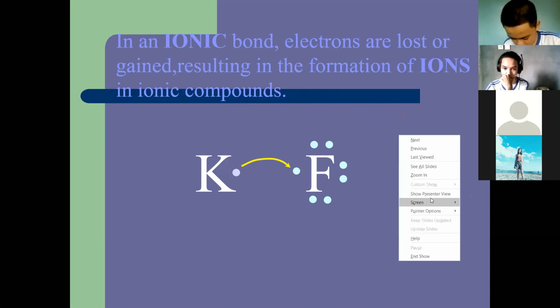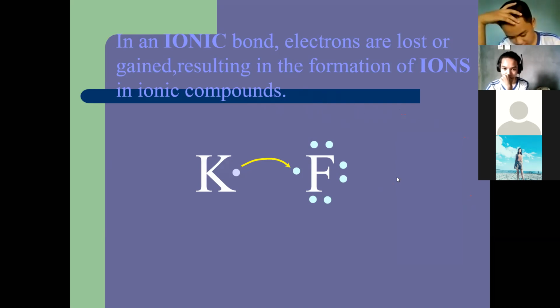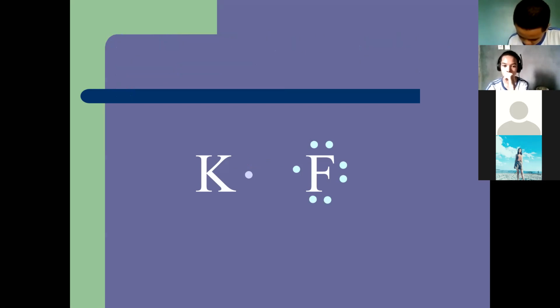Going back to this one, class. When we have a potential exam on ionic bond, make sure that when you show an ionic bond, the symbol that you use is an arrow, whether a straight line or a curved line, directing the electron of the metal to the non-metal. Okay? So it's like giving the electron of potassium to fluorine. Something like that.